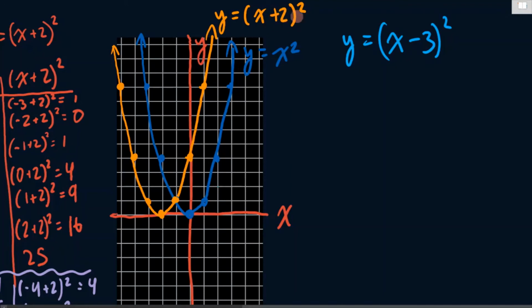So this plus 2 made us move 2 to the left. Maybe this minus 3 is then going to move us 1, 2, 3 to the right. So maybe our guess would be that it looks like this. 3 to the right, and then our basic parabola shape. Over 1 up 1, over 2 up 4, and then this one's going to be sort of off our graph here, and this one is going to be right here. So that's my guess.